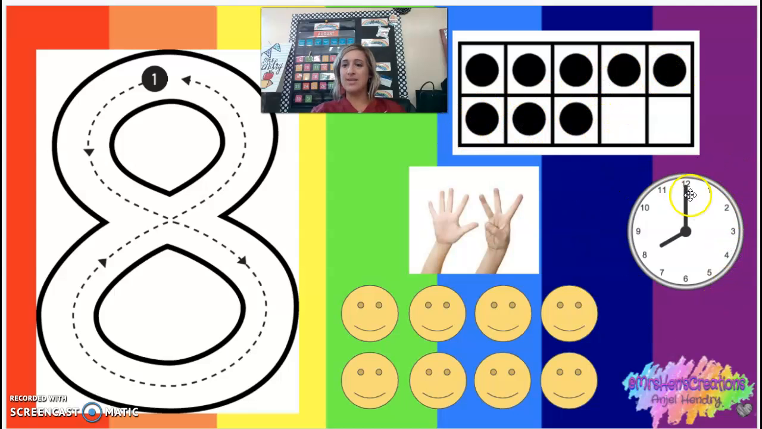This is a clock that says 8 o'clock because the short hand is pointing to the 8. Then we have 8 smiley faces. 1, 2, 3, 4, 5, 6, 7, 8. And 2 groups of 4 is a great way to make 8 quickly.